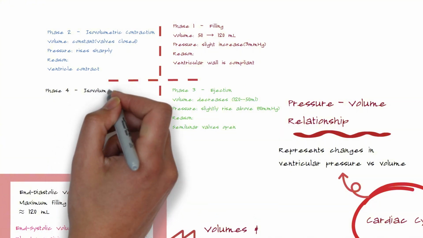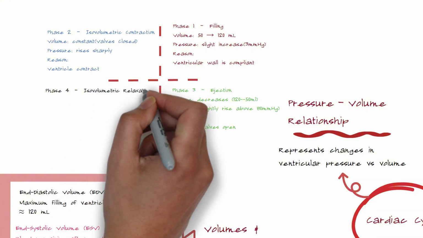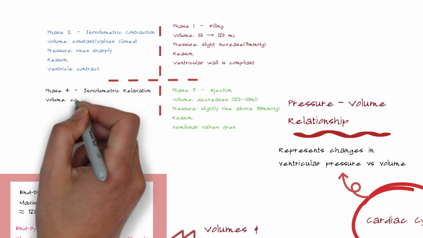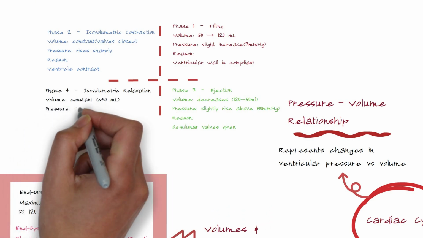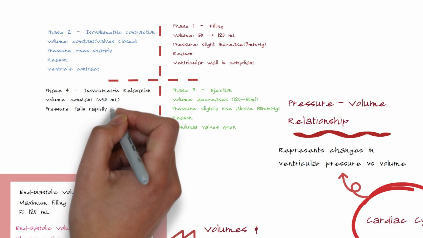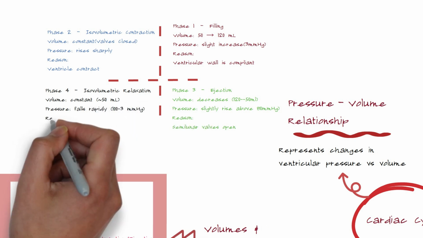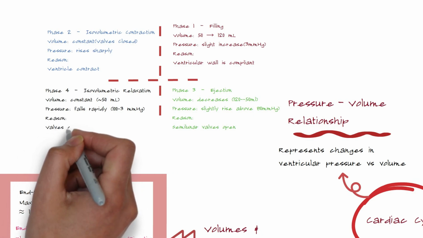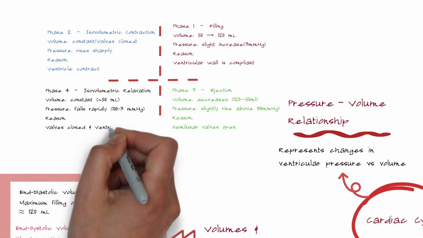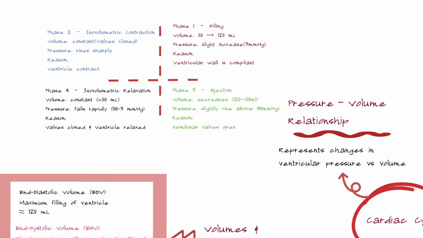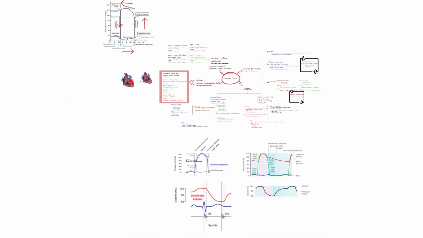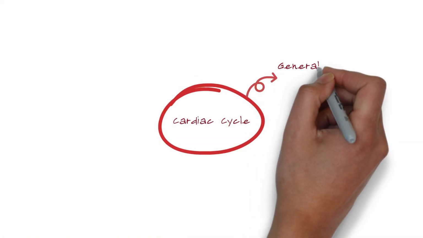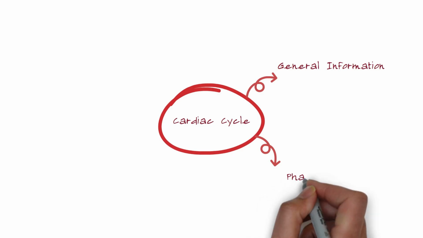And then the last phase is the isovolumetric relaxation, where the volume remains constant around 50 milliliters, and the pressure starts to fall rapidly from 120 back to the normal diastolic pressure in the ventricle. In this phase, all the valves are closed. And now you have a full picture of the cardiac cycle.